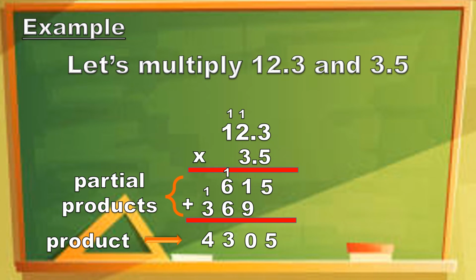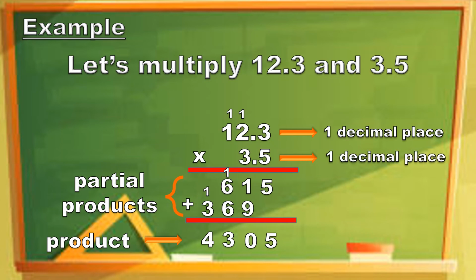And then we count the number of decimal places in our factors. Our multiplicand has 1 decimal place. Our multiplier has one decimal place also, and the total number of decimal places we have is two. So meaning our product must have two decimal places. So we put our decimal point here. Did you get that? So our answer is 43 and 5 hundredths.